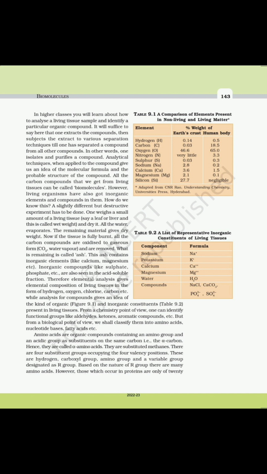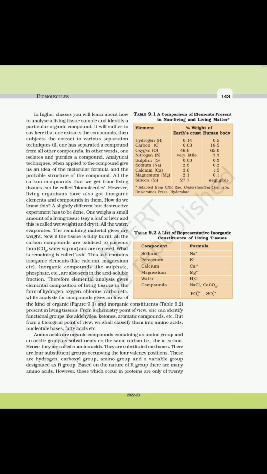However, living organisms have also got inorganic elements and compounds in them. How do we know this? A slightly different but destructive experiment has to be done. One weighs a small amount of a living tissue, say a leaf or liver, and this is called wet weight, and dries it. All the water evaporates. The remaining material gives dry weight. Now if the tissue is fully burnt, all the carbon compounds are oxidized to gaseous form, CO2, water vapor, and are removed. What is remaining is called ash. This ash contains inorganic elements like calcium, magnesium, etc. Inorganic compounds like sulfate, phosphate, etc. are also seen in the acid-soluble fraction.